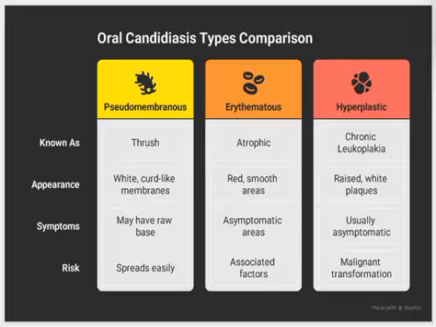Pseudomembranous candidiasis, or thrush, shows white curd-like membranes that can spread easily. Erythematous candidiasis presents as red, smooth patches, often without symptoms, but linked to risk factors. Hyperplastic candidiasis, also called chronic leukoplakia, features raised white plaques and carries a risk of malignant transformation. Knowing these distinctions guides diagnosis and treatment decisions.